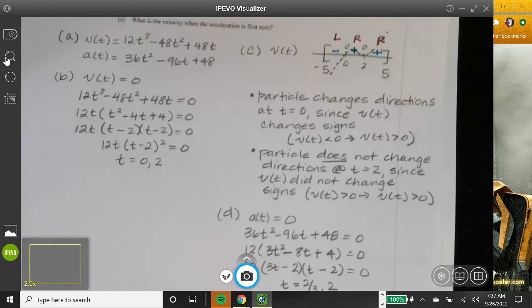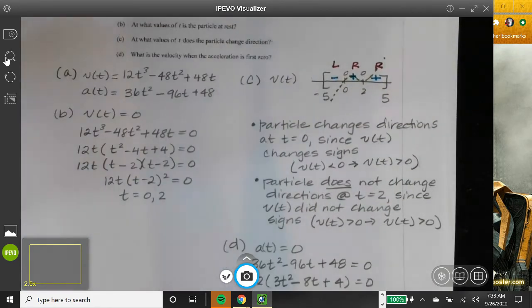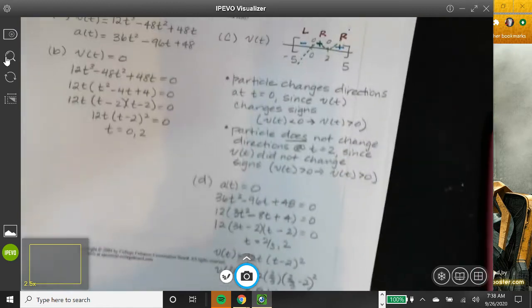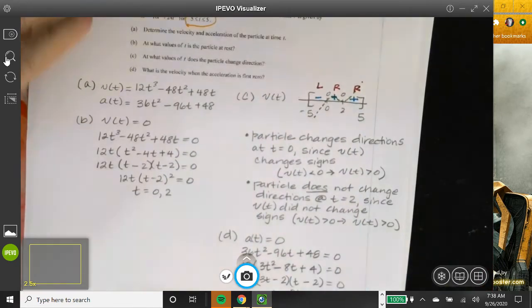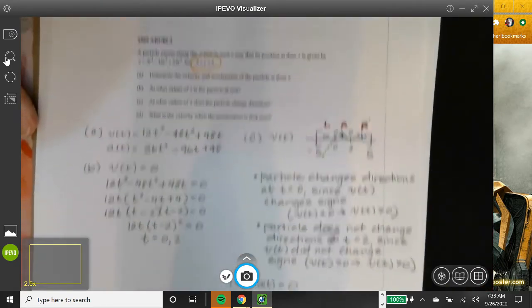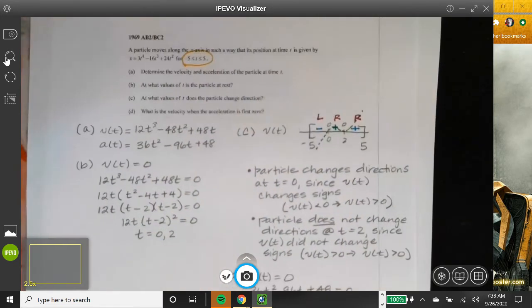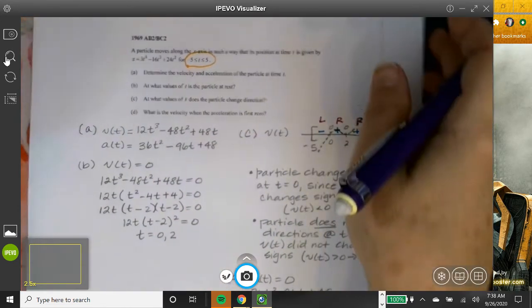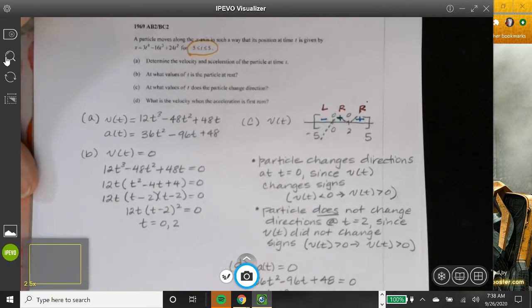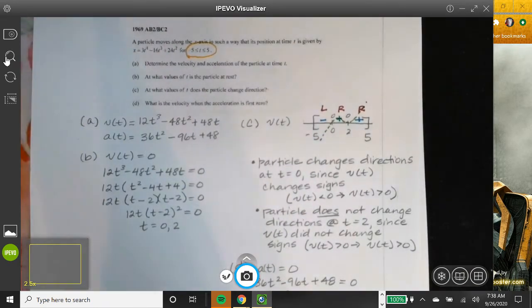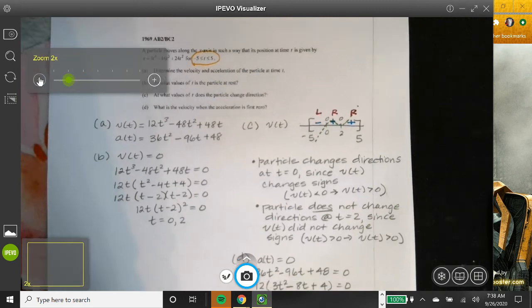Now, one question they didn't ask that I do like to review really quickly, to get a taller view of what we're doing here. I like to find out when this particle is speeding up and slowing down, because that's something that they ask a lot nowadays. And I just want to make sure that we understand how to do that.